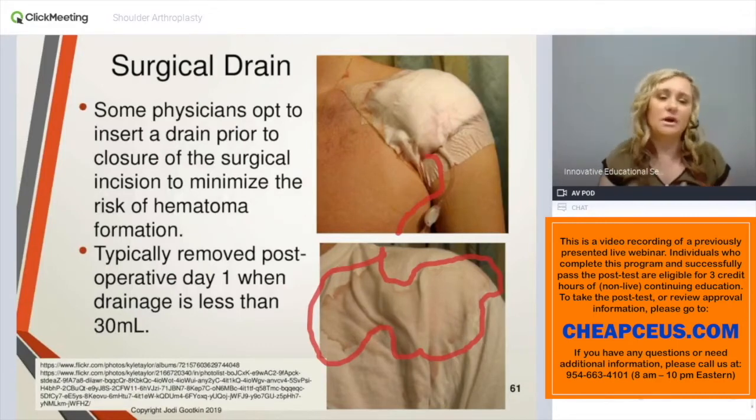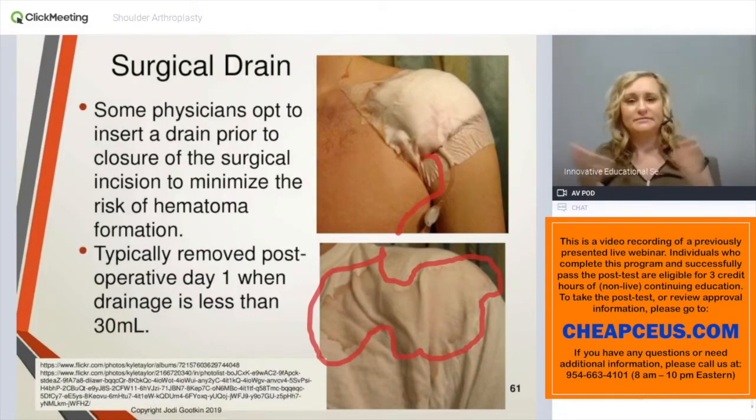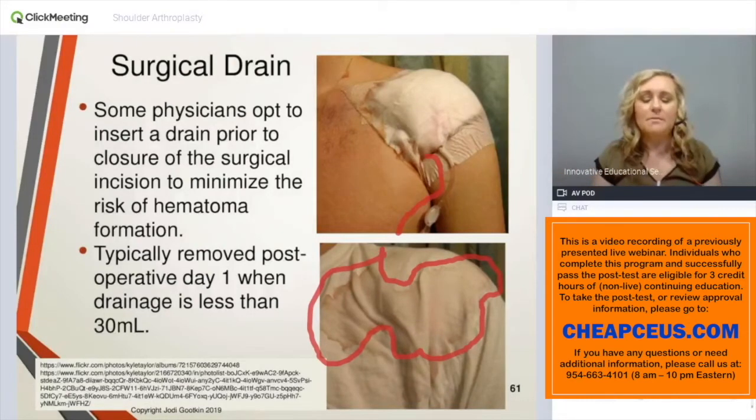The research didn't fall either way in saying, yes, the drain is really beneficial, or no, it has zero effect. Possibly some of the research said that it may decrease the risk of hematoma formation, but it does seem to be more physician preference related.